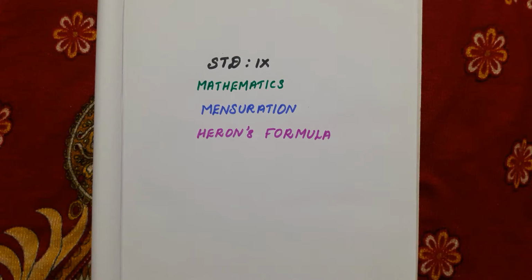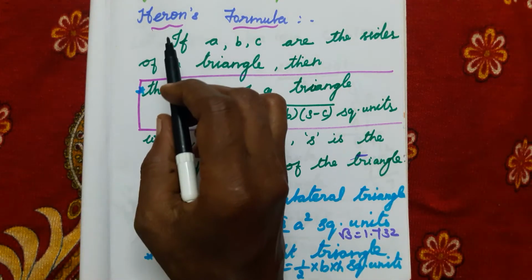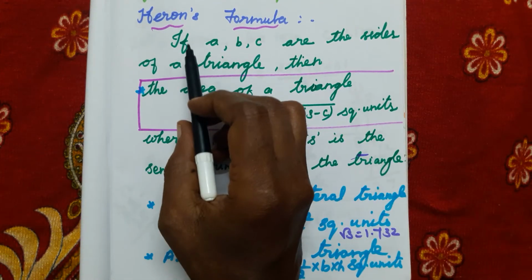In the previous class, you have learned Heron's formula. Today also, I am going to continue Heron's formula. Once again, shall we recall the formula for area of triangle?